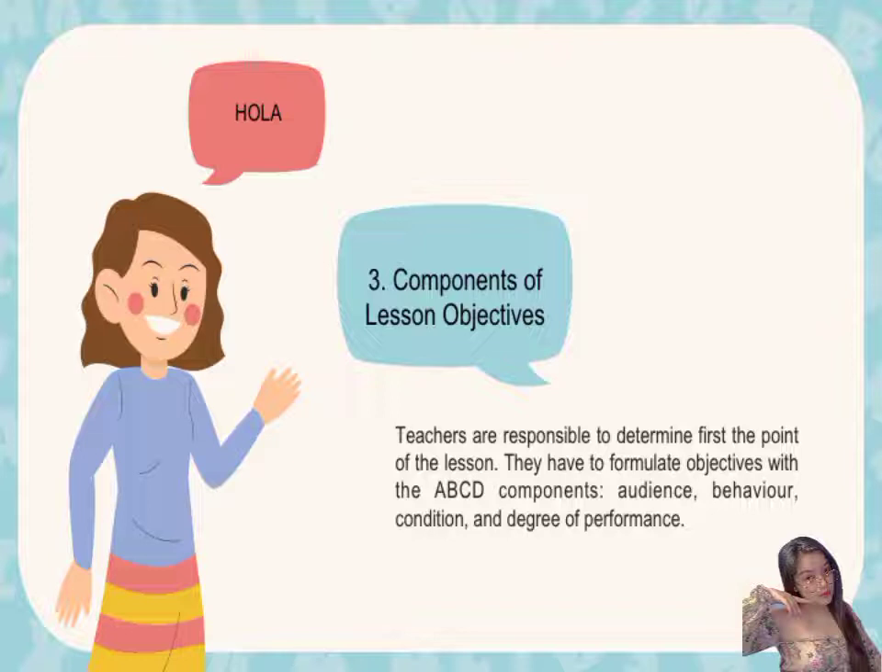Number one, determine who will achieve the objective, and that is the audience. Use action verbs to write observable and measurable behavior that shows mastery of the objective, and that is behavior. Number three, if any, state the condition under which behavior is to be performed, and that is condition. And the last one is, if possible, state the criterion for acceptable performance, speed, accuracy, quality, and many more, and that is degree of performance.